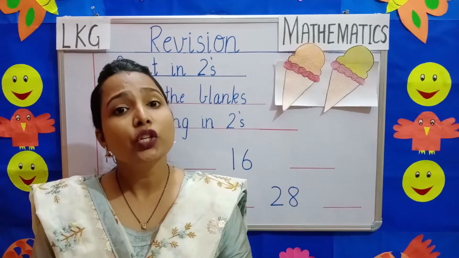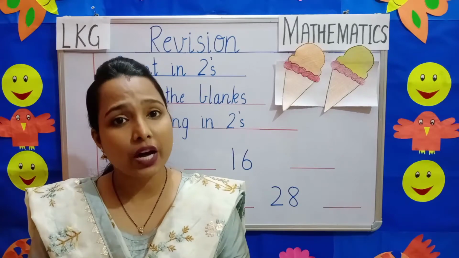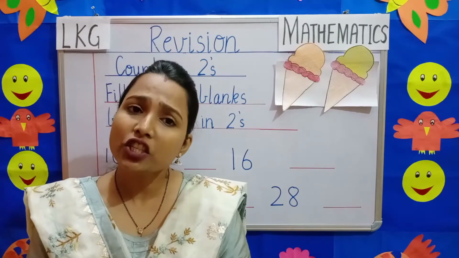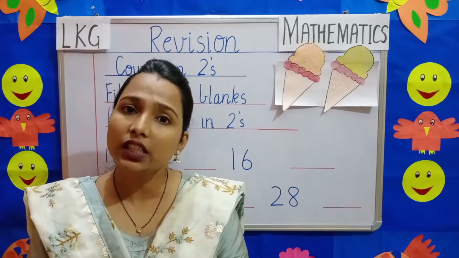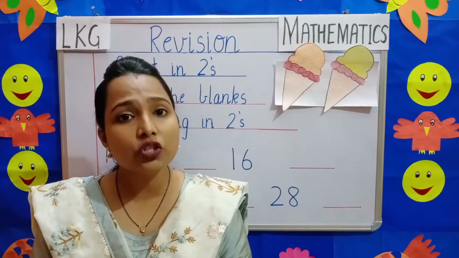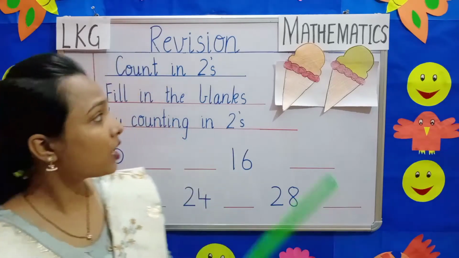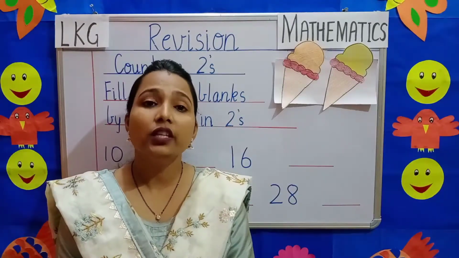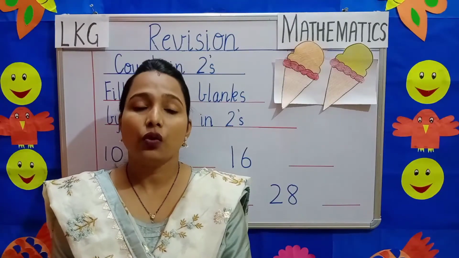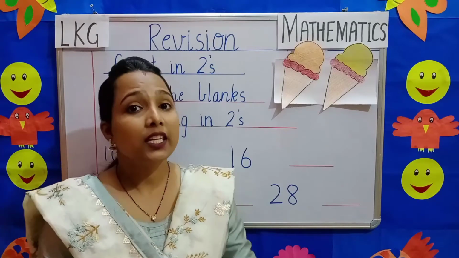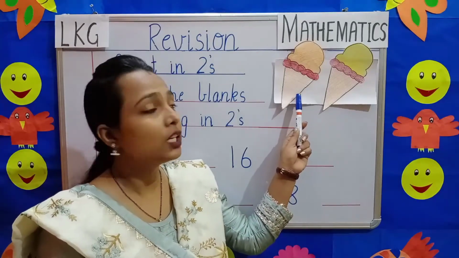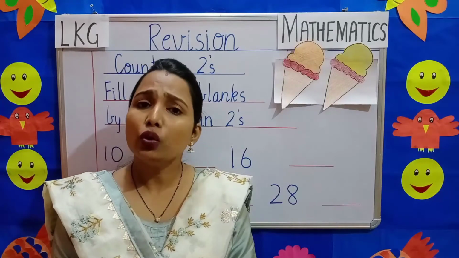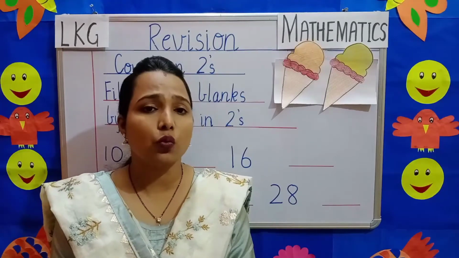Now, children, today we are going to revise a few topics that you have already learnt earlier. Our first topic is count in twos. As you all know, children, in count in twos, we count two objects. Can you see two objects over here? Yes. Now, you can count any two objects you want.